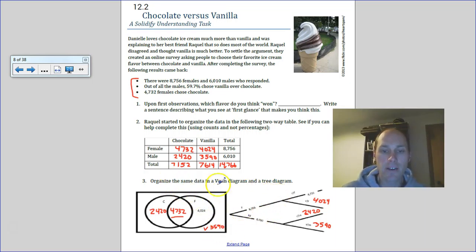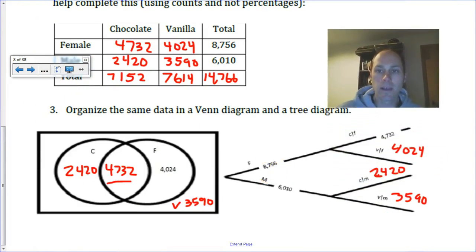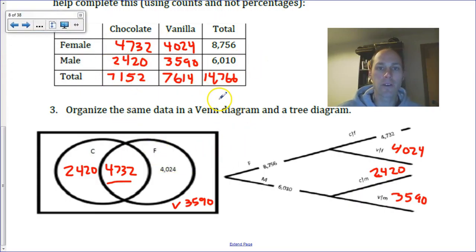Then looking at the tree diagram, I'll zoom in a little bit so it's easier to see. We've got females and males. Of the females, how many chose chocolate, how many chose vanilla? Of the males, how many chose chocolate and how many chose vanilla? So the numbers all match up together, but they're all helpful in their own way in seeing different bits of information.